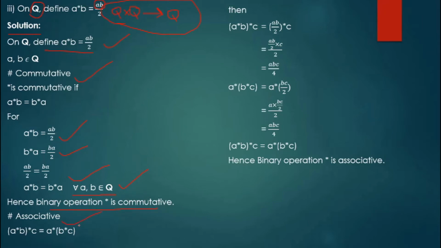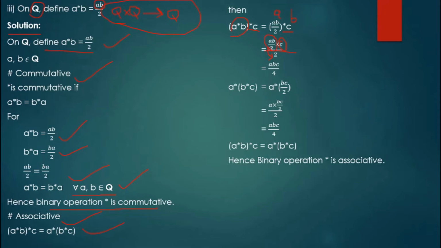We check for associativity, we write the property. So we'll check for LHS. (A star B) star C is equal to (AB by 2) star C. What is A star B by definition? AB by 2. So we wrote AB by 2, and what was remaining? Star C. So we have written star C. Now this is A and this is B. What is A? AB by 2, and what is B? C, whole by 2. Now this 2 goes down. We have learned such kinds of problems in lower classes, and we get ABC by 4.